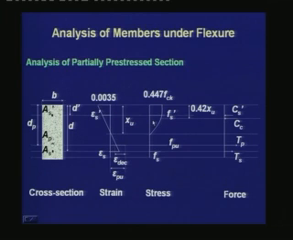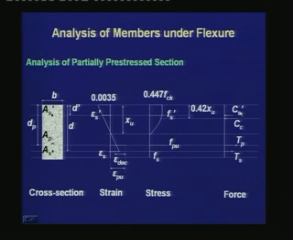The strain and the stress in the compression steel is represented as fs', which we calculate from the strain epsilon s'. The stress in the tension steel is represented as fs, which we calculate from the strain epsilon s. And the stress in the prestressing tendon is fpu, which we calculate from the total strain in the prestressing steel, which is epsilon pu. From the stress diagram, we move to the force diagram.